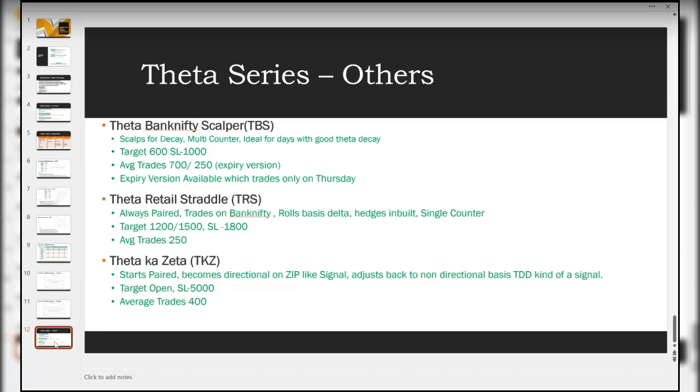These are other strategies that we have in the Theta series. Right now, we are not focusing on them, but it was important to share what these other strategies are. When the time comes, we'll also discuss these strategies.